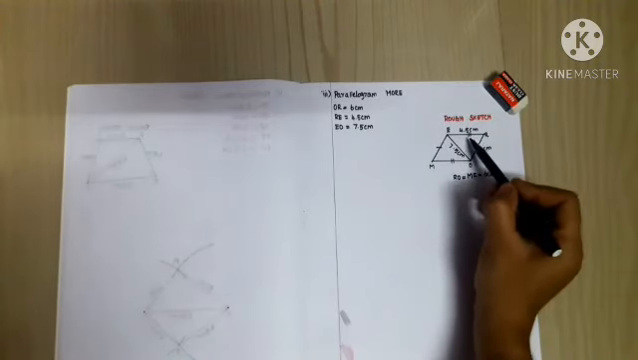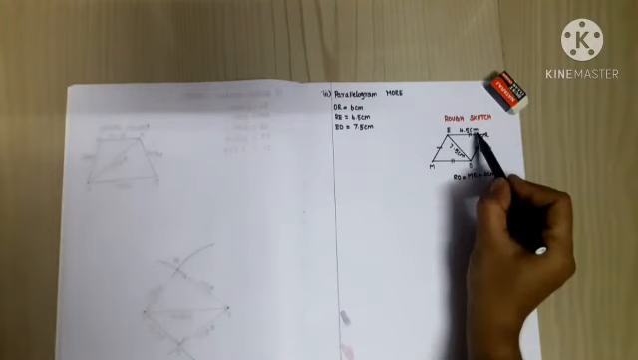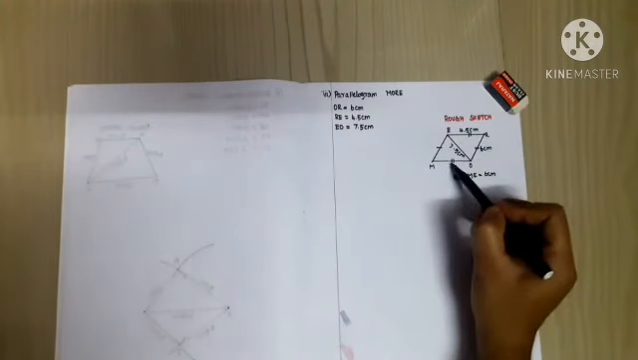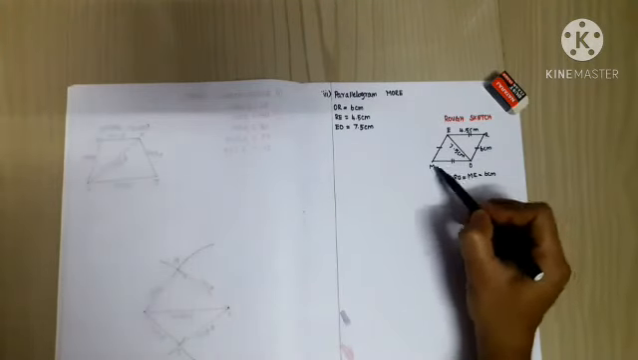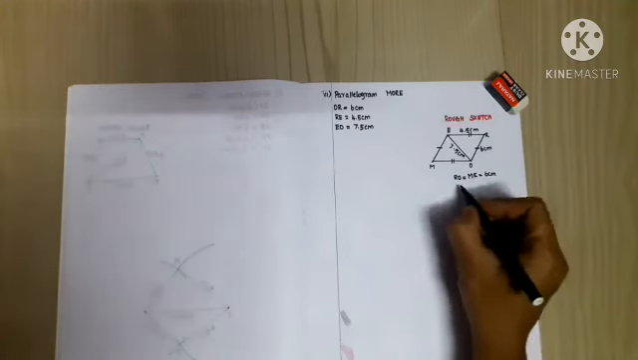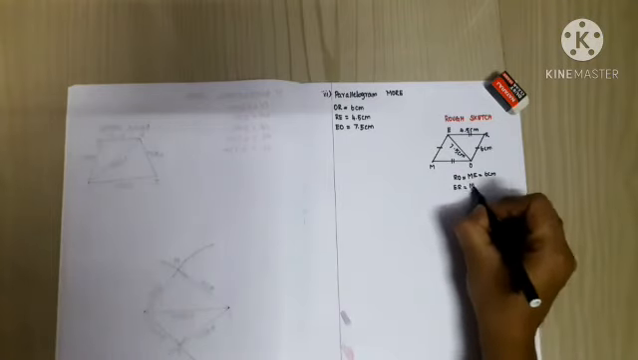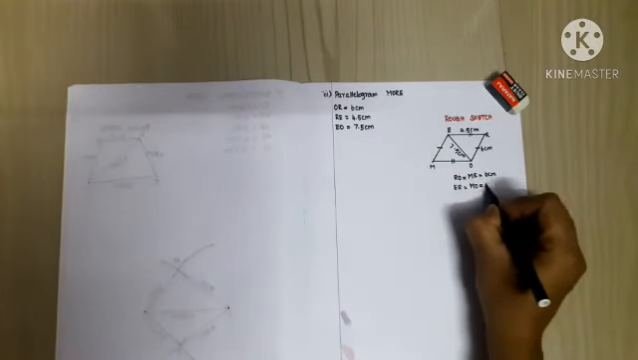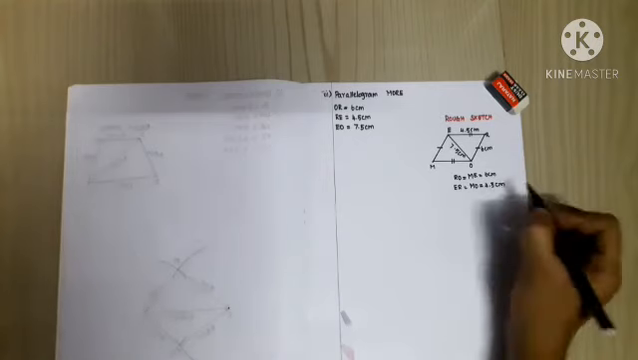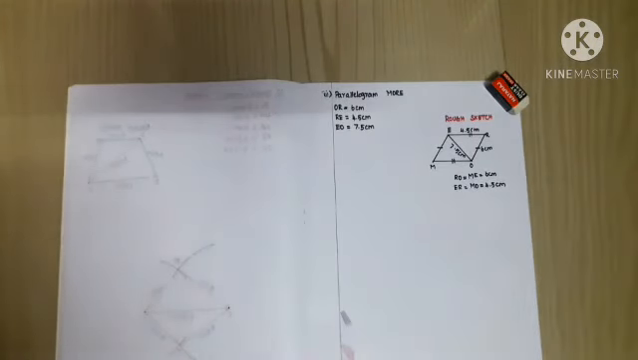Similarly, ER is equal to 4.5 centimeter, and the opposite sides are equal, so MO is also equal to 4.5 centimeter, such that ER is equal to MO is equal to 4.5 centimeter. By using that I can draw the quadrilateral very easily.